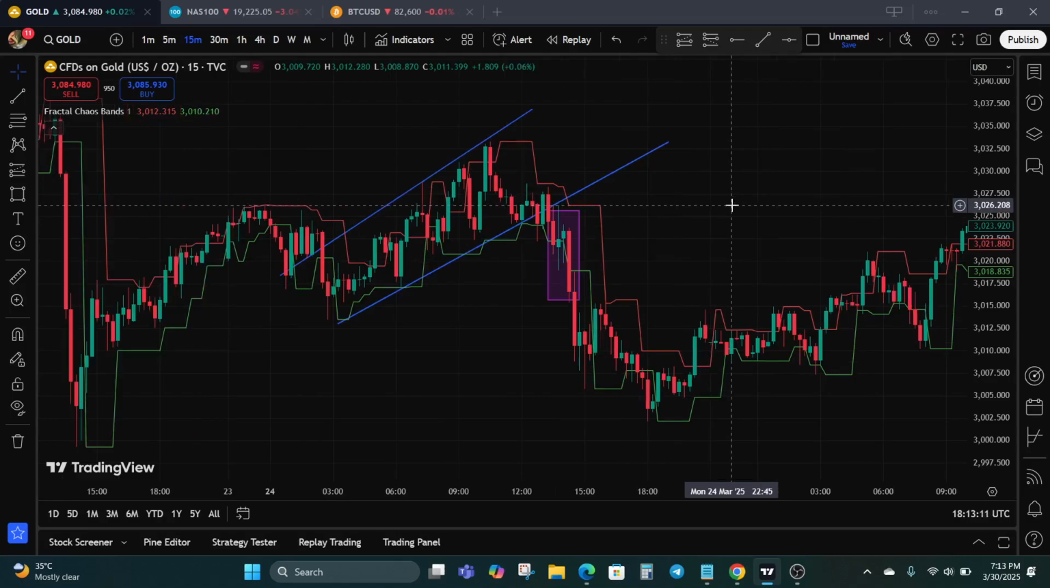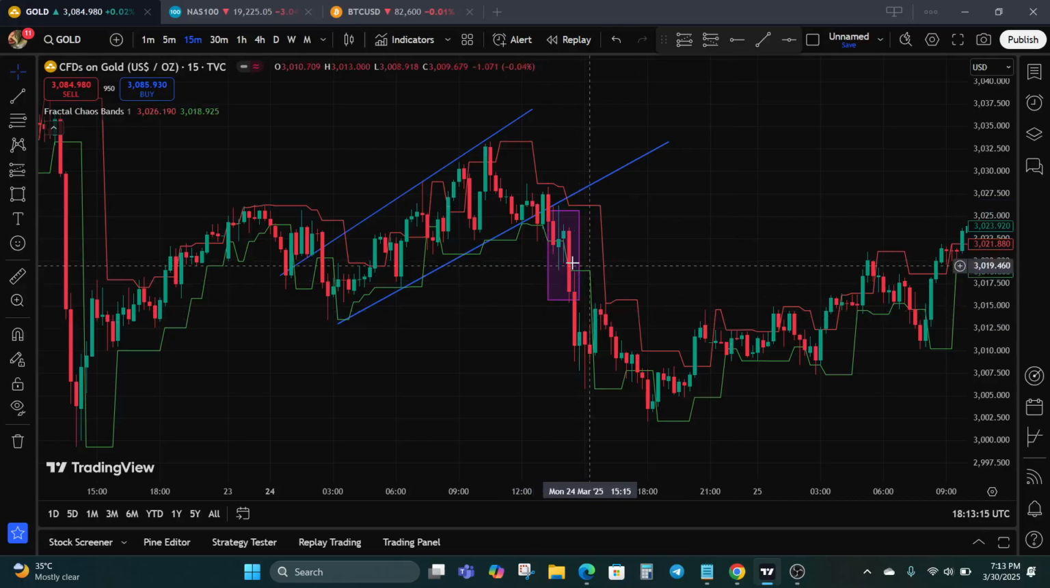So when volatility is quite low, to an extent, you're going to notice that the red line serves as a dynamic resistance while the green line serves as a dynamic support, right? Quite obvious on the chart. Now, to get higher accuracy, it's best to combine fractal chaos bands with other tools.